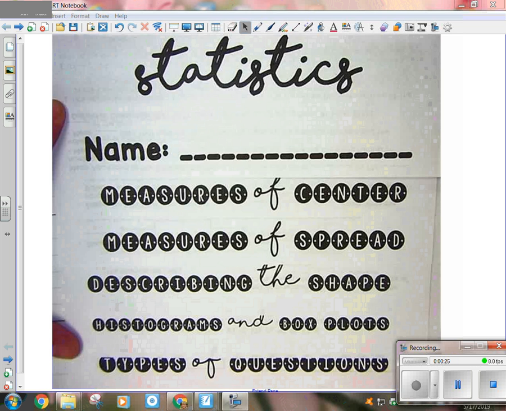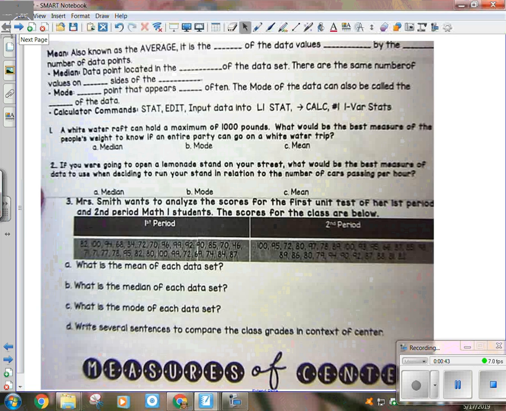So this particular page will be a big review because we've actually done that first lesson. So does everybody have their statistics foldable? Yes. We're going to open up the first flap, and we're actually going to do the first one that says measures of center.